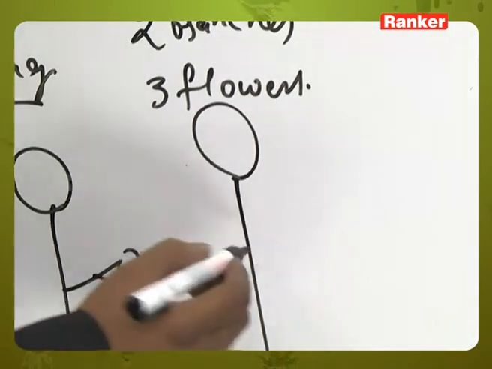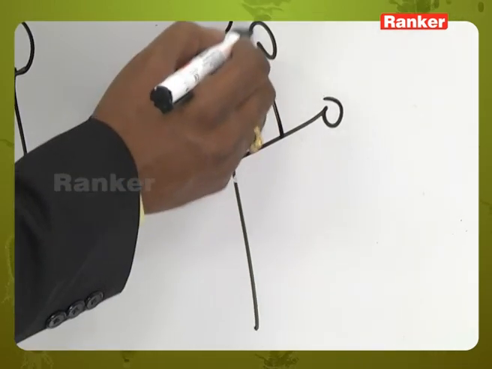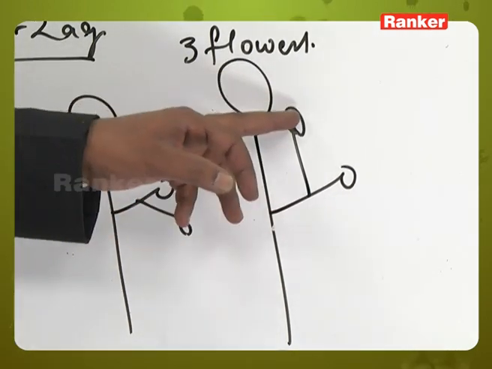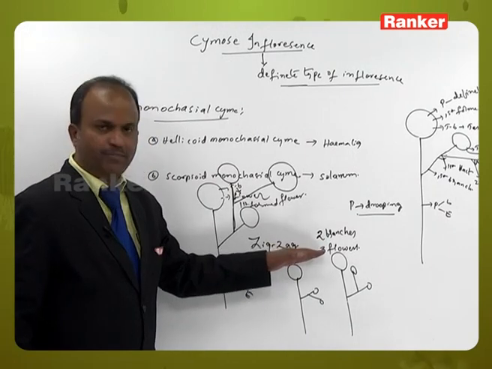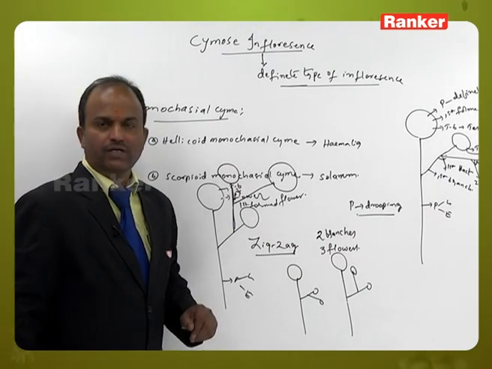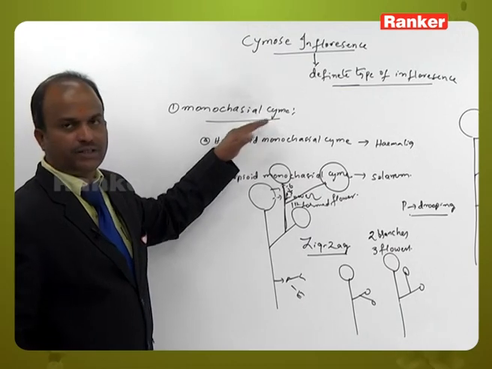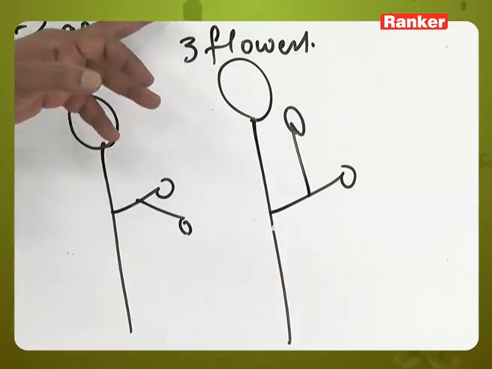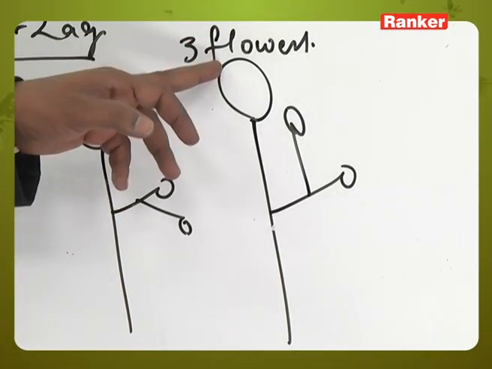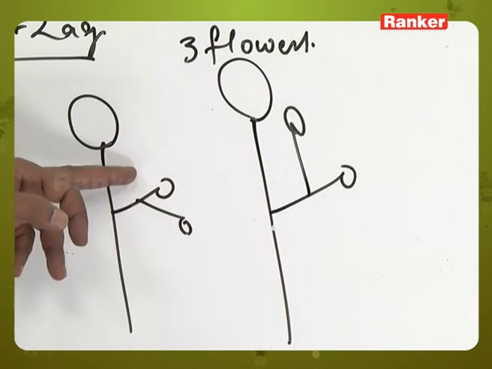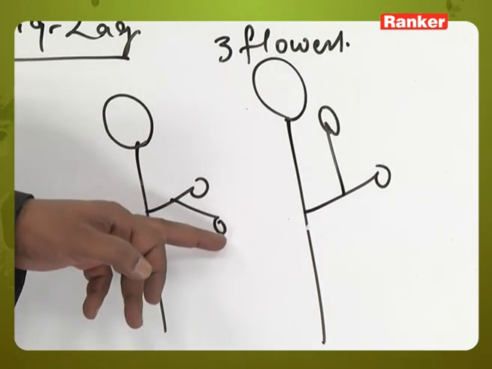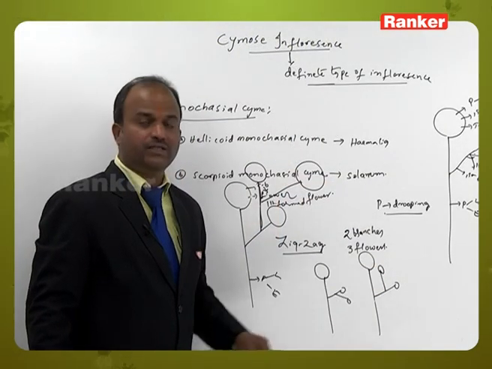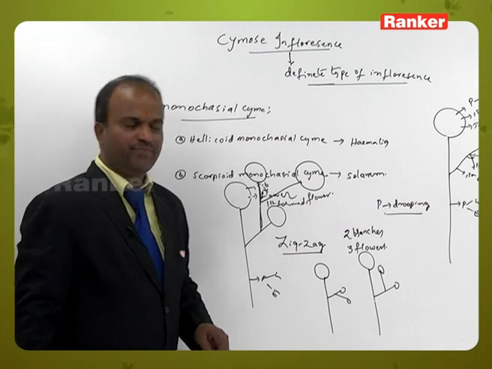But whereas in this monochasial scorpioid cyme, how many branches are required here? Here 2 branches are required. How many flowers are required? 3 flowers are required. That means the minimum number of branches and flowers to recognize a monochasial cyme, belonging to helicoid monochasial and scorpioid monochasial, is 2 branches and 3 flowers. Here also 2 branches. Branches are arranged in which manner? Zigzag manner.